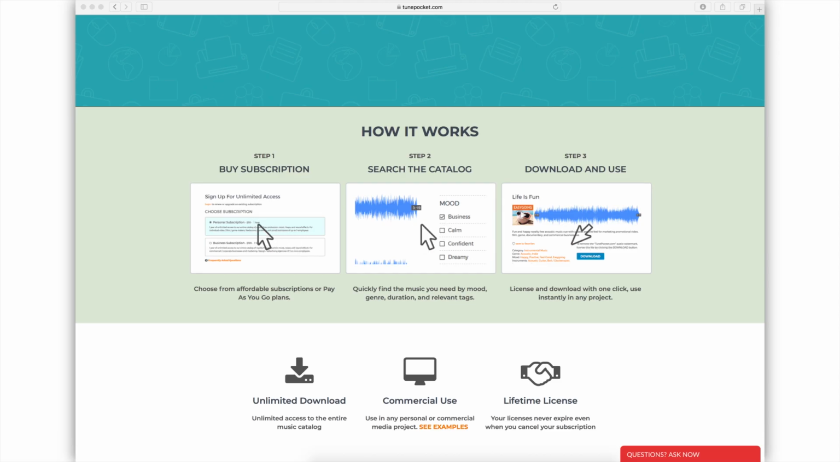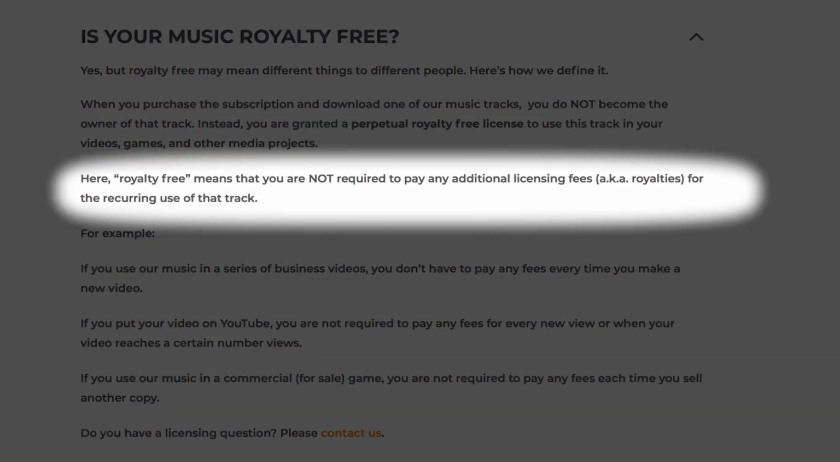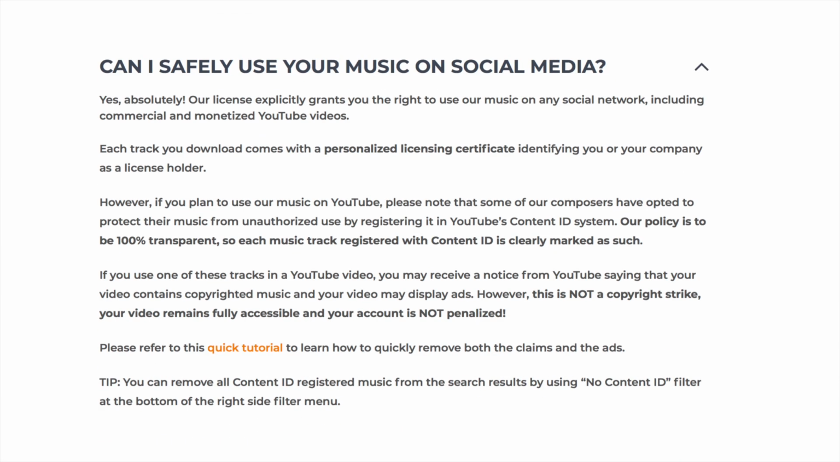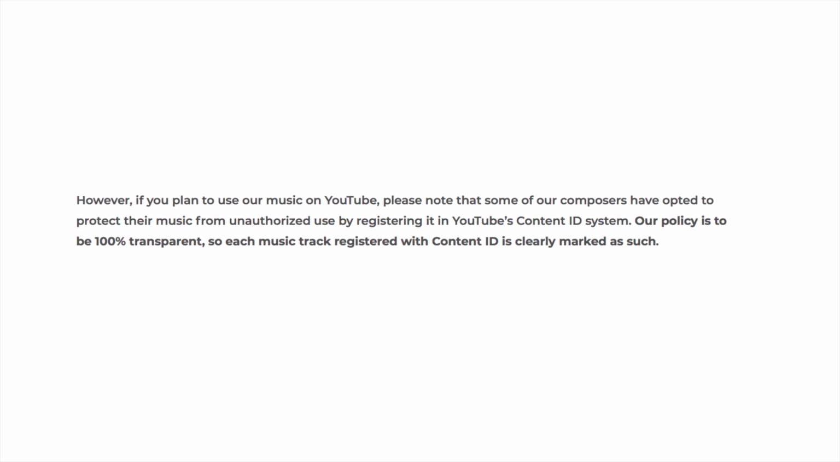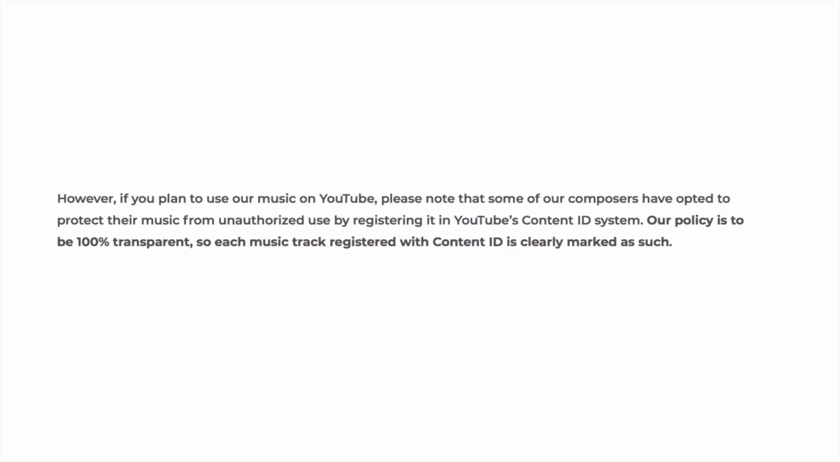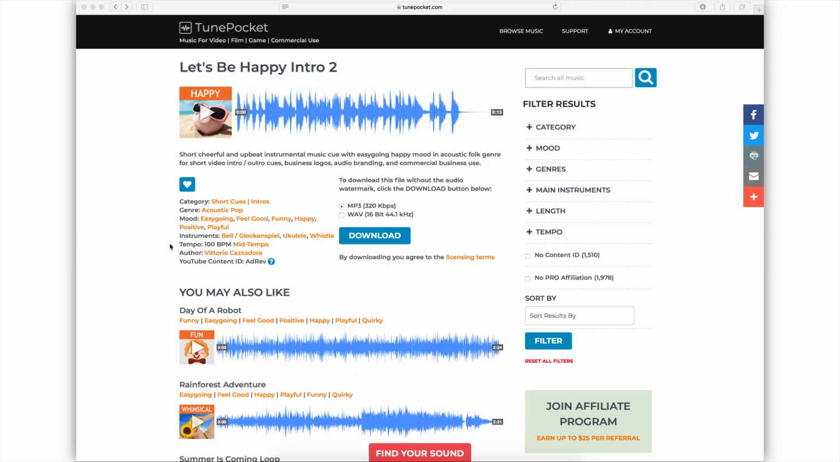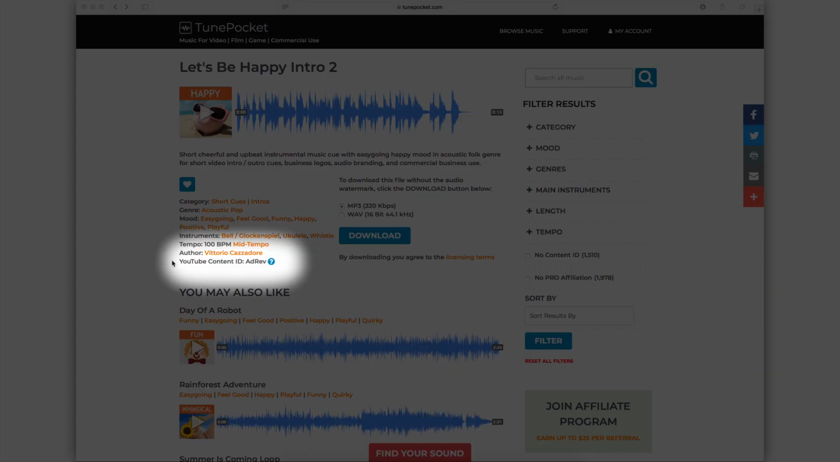So why can you still get a claim if you have a subscription to Tunepocket? Isn't their music royalty free? Well, yes, but that doesn't mean it's not copyright protected against use by non-subscribers. Again, simply put, according to Tunepocket, some of their composers have opted to protect their music from unauthorized use by registering it in YouTube's Content ID system. Each music track registered with Content ID is clearly marked as such.